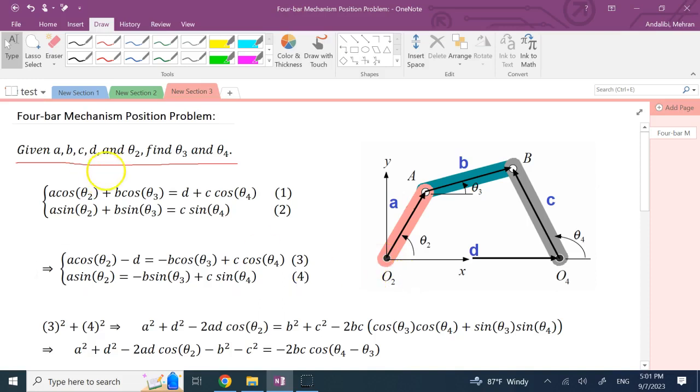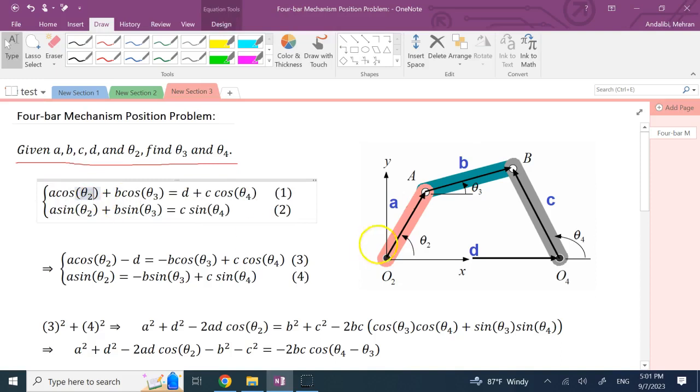Or, the other way that I did it here is you can go from O2 to B through these two members, the red and green. The other way to go from O2 to B is to go to O4 and then go to B, so go through the ground link and the gray member. Say that the delta x and the delta y of going from O2 to B through either one of these paths is the same. So that's what you have here.